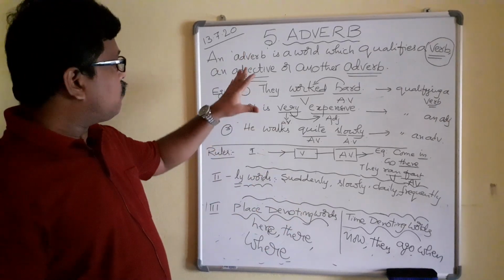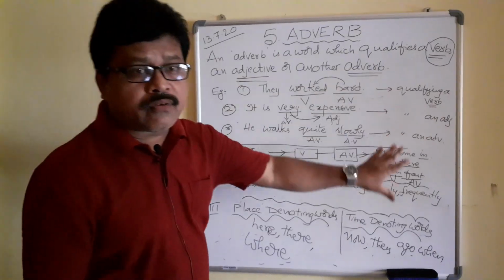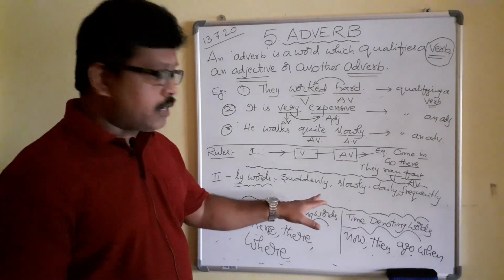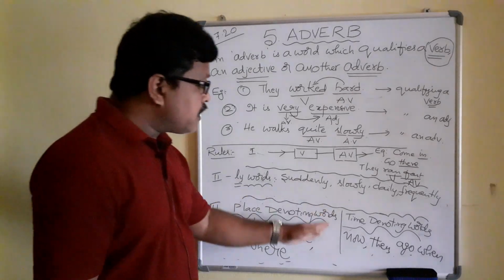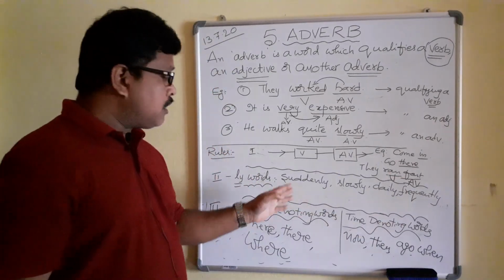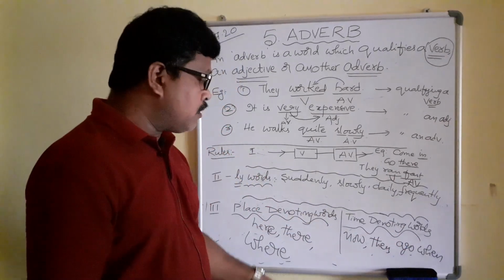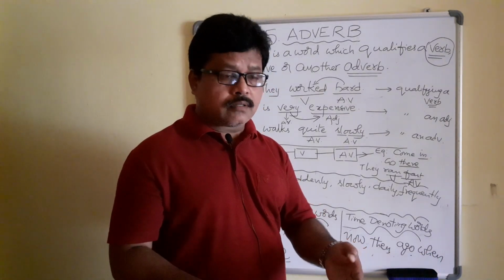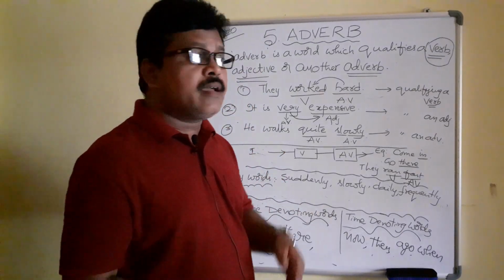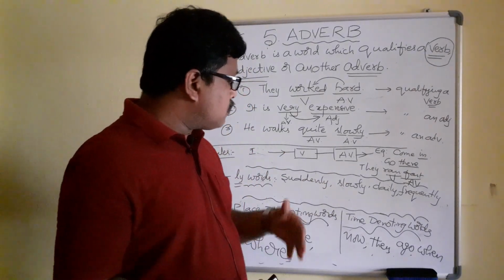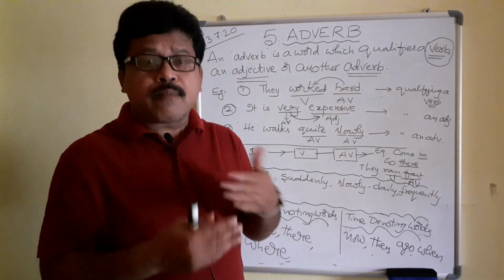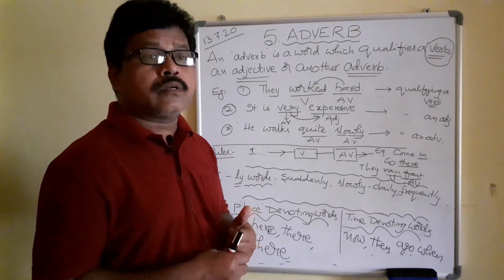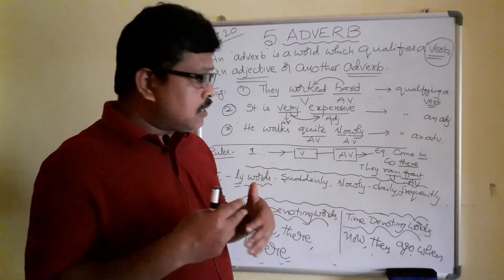Okay friends. So first, rule 1, a verb is followed by an adverb. Second, ly words are adverbs. Next, place denoting words and time denoting words. For example, today we have an exam. Today is a time denoting word, that is an adverb. Yesterday we saw a movie. Yesterday here is a time denoting word, that is an adverb. So today, tomorrow, yesterday, when they denote time, these are adverbs.